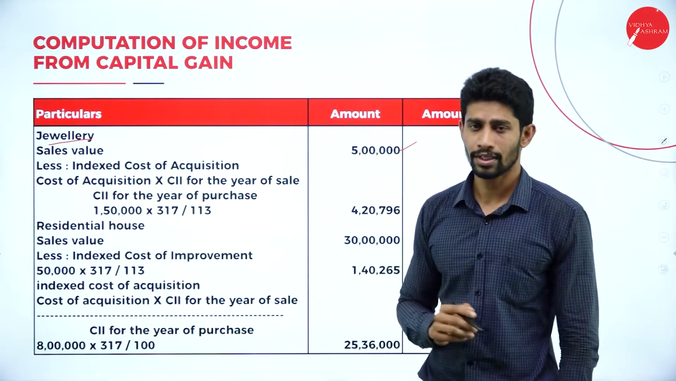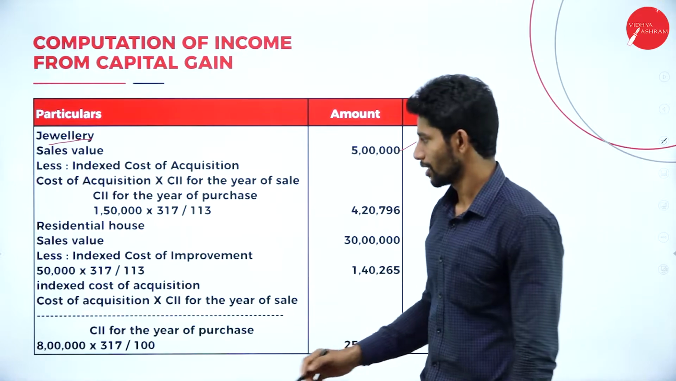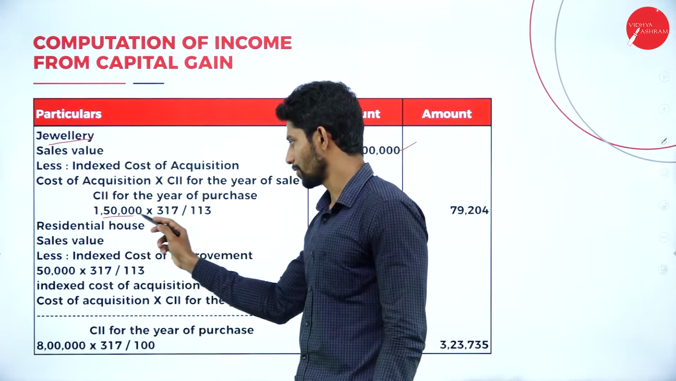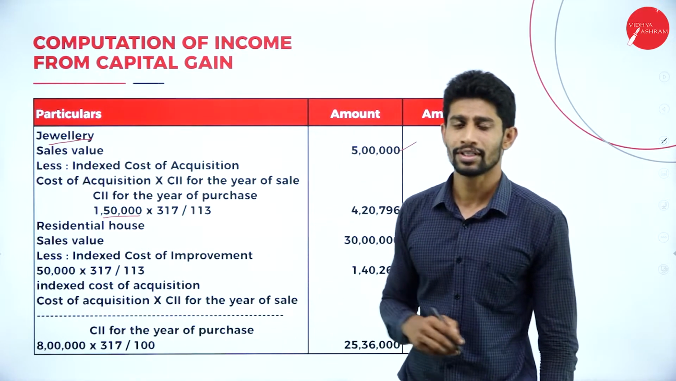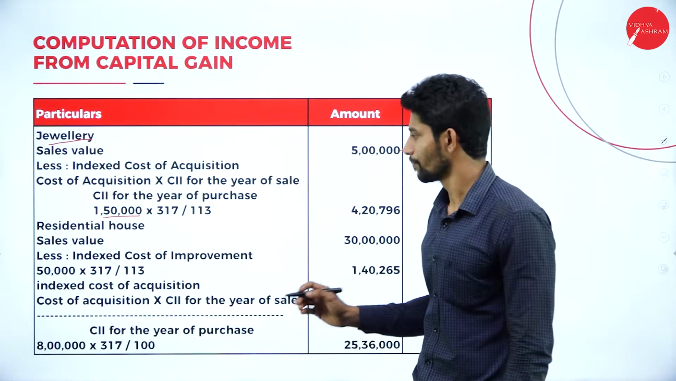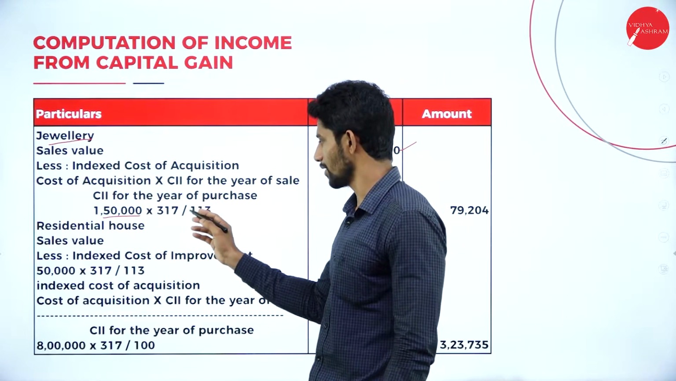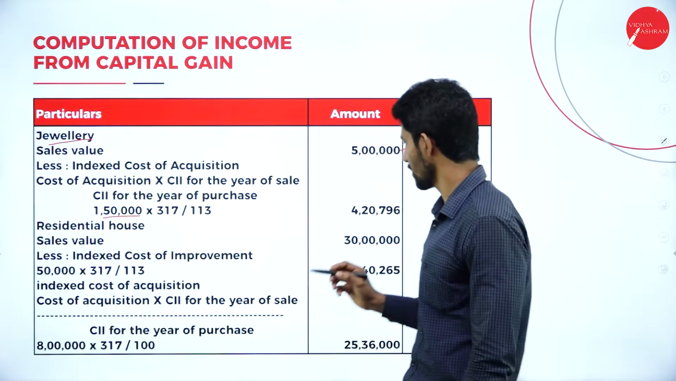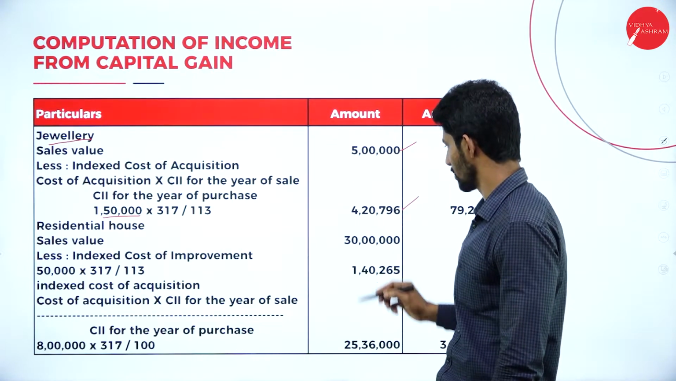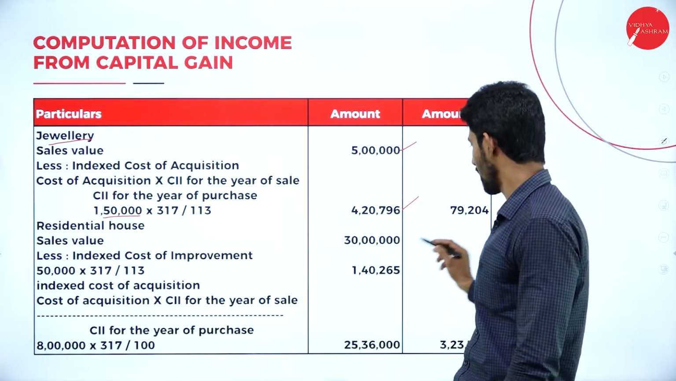So for what cost did he purchase it? He purchased the jewelry for 1,50,000. So now we are supposed to find out the indexed cost of 1,50,000. So 1,50,000 into 317 divided by 113. You will get 4,20,796.